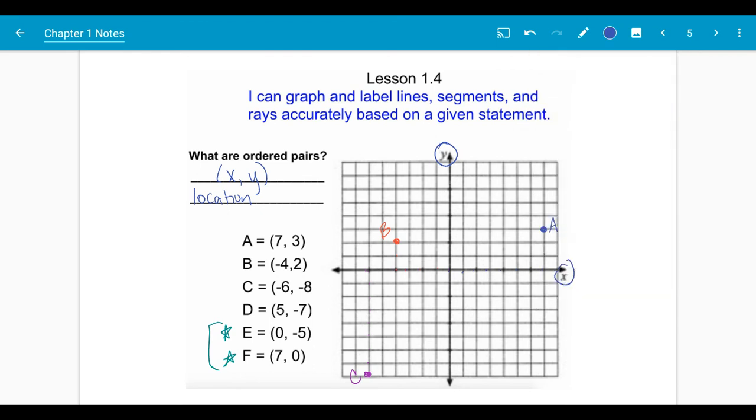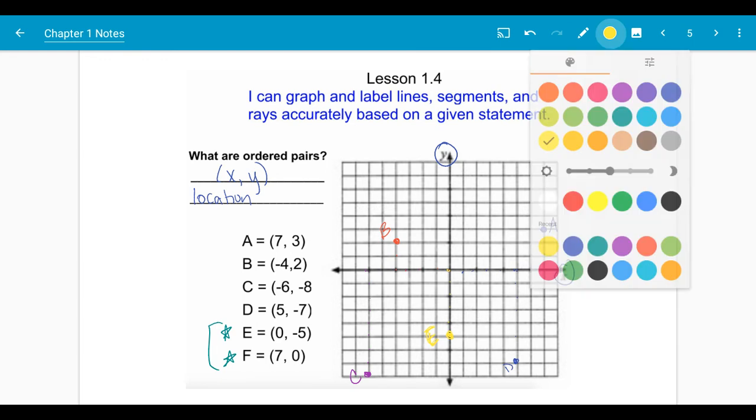All right, D is 5, negative 7. So you would start at the origin again, and you're going to go forward 5, 1, 2, 3, 4, 5, and then negative 7. So down 1, 2, 3, 4, 5, 6, 7. So E is 0, negative 5. So 0 first means don't move left or right. You're just going to stay in the middle, but then you're going to go down 5. 1, 2, 3, 4, 5. So right here, that is E. Yellow was the worst color, but it's happening.